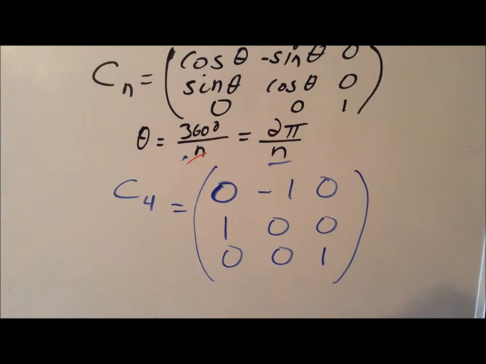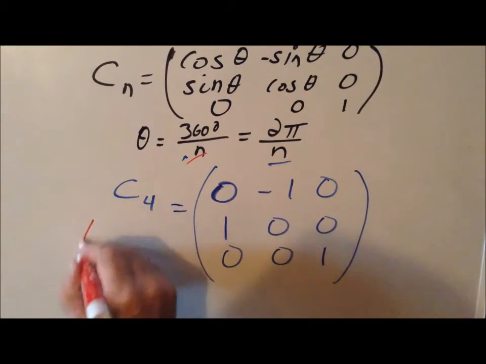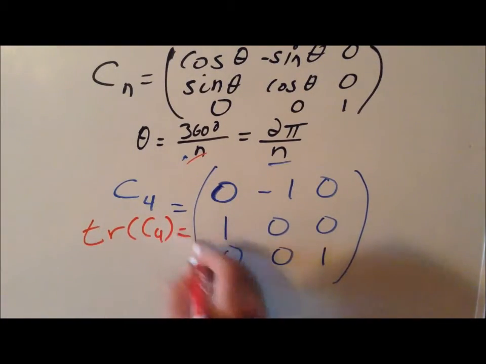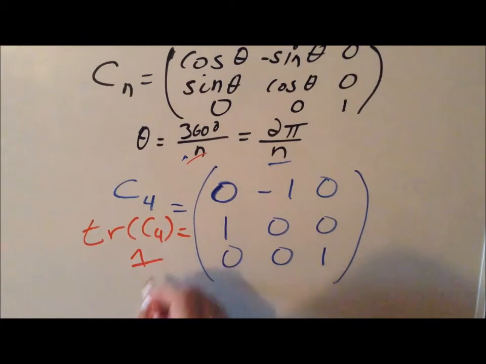For the sake of completeness, we notice that if we add the entries along the diagonal, the trace of C4 is going to be positive 1. So that gives us the exact forms of the 3 by 3 matrices for C2, C3, and C4.